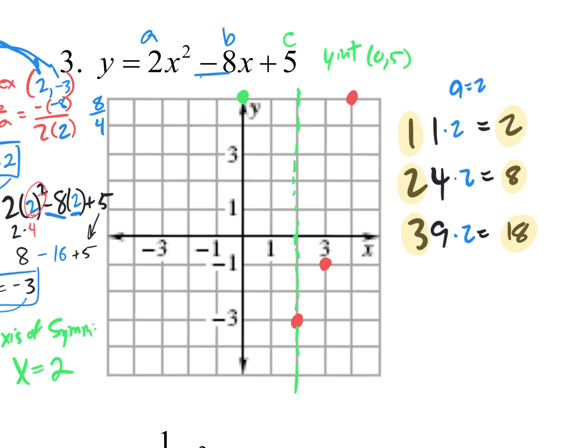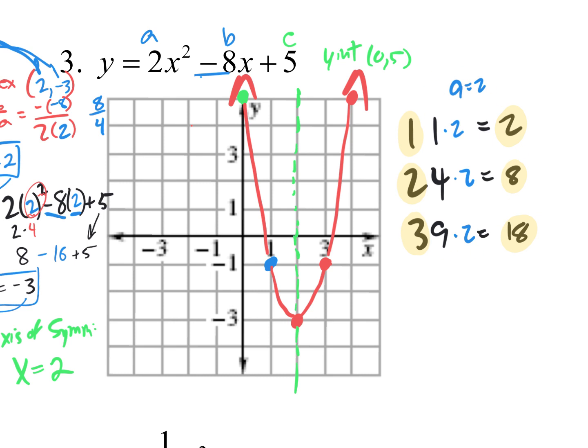So just map those points over to the other side. This one's 1 unit away, so go 1 unit this way and put a dot right there. And this one is 2 units away, but we already have that one because we knew that the y-intercept was 0, 5, the c value. There it is. So there's our perfect parabola. It got a little narrower than the original parent graph because the a value is 2. It got vertically stretched.